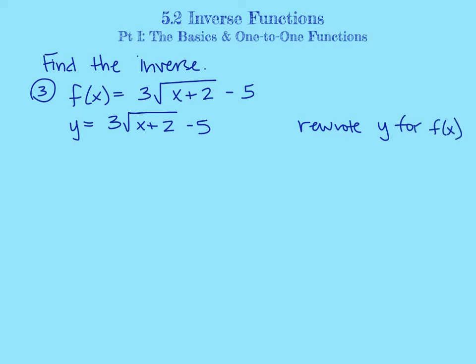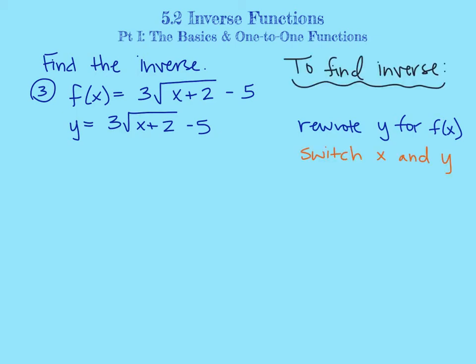Then, in order to find the inverse, we're going to switch x and y, since algebraically that's how we find the inverse. That will look like writing x equals 3 times the square root of y plus 2, minus 5. Then our final step, since we already actually have our inverse function here, we just don't have it written in function notation as y equals, what we want to do is then algebraically solve for y.